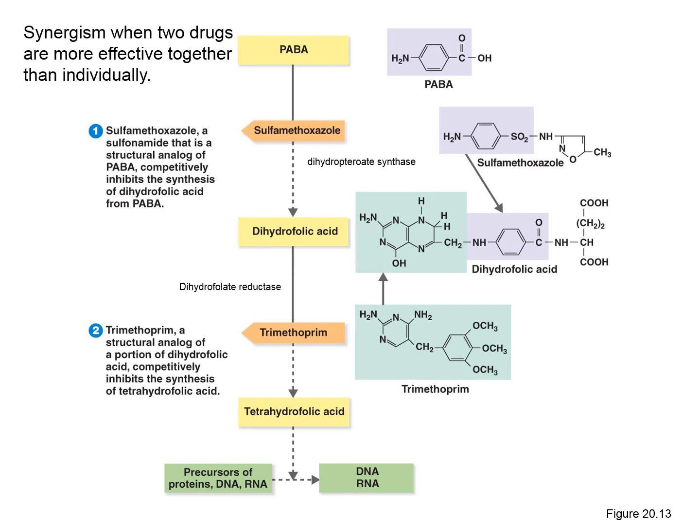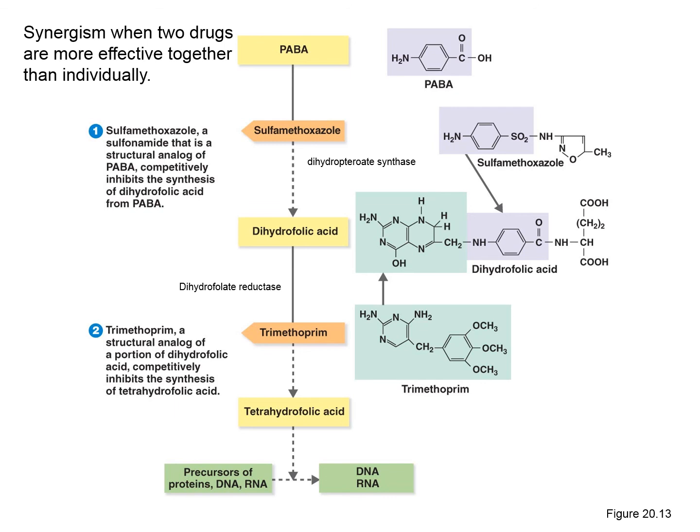Now remember, in synergism, you get a greater effect from two drugs that are administered together than you get from administering either drug by itself. What trimethoprim does is it acts as a competitive inhibitor for dihydrofolate reductase. That drug binds the enzyme instead of dihydrofolic acid, and this again disrupts the production of tetrahydrofolic acid.